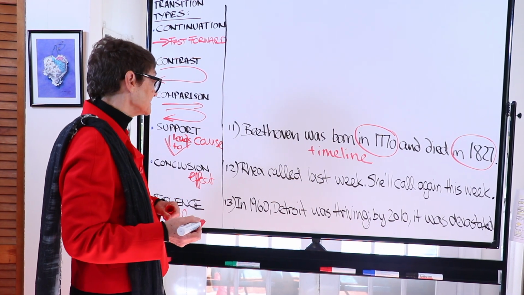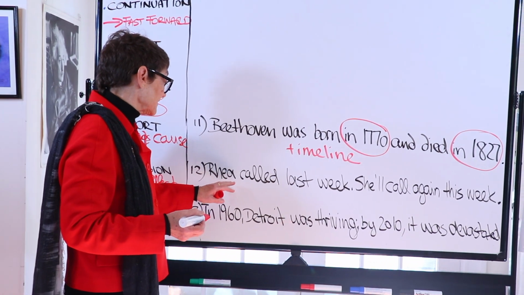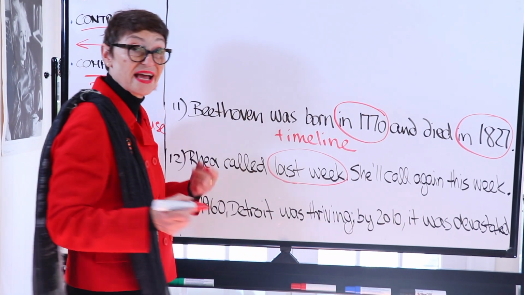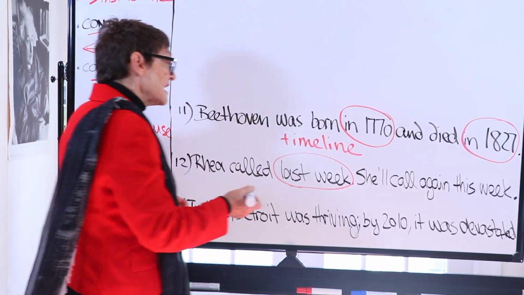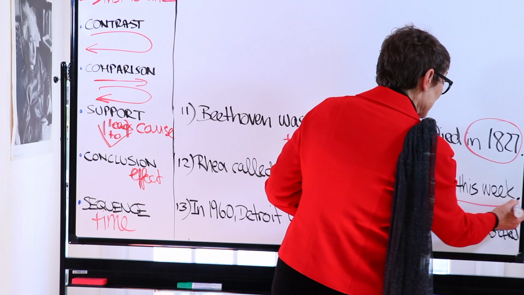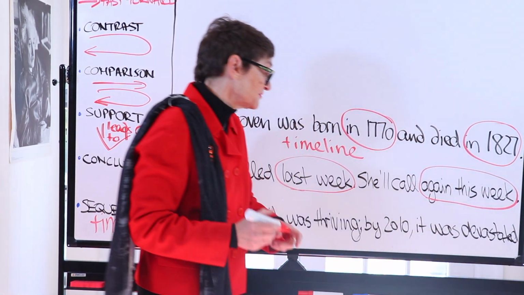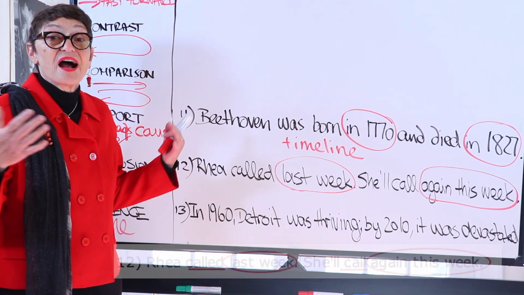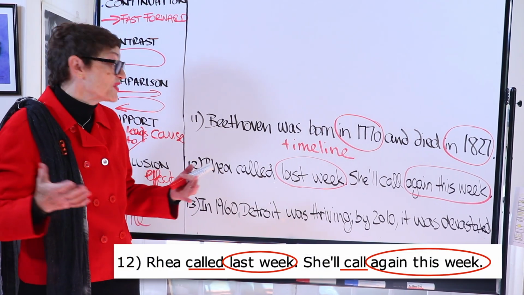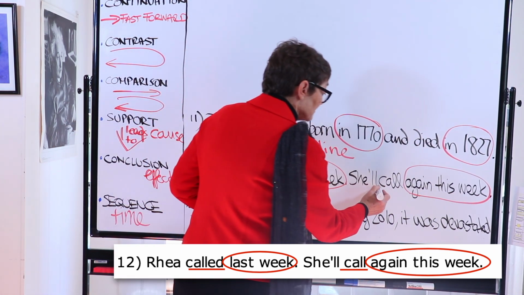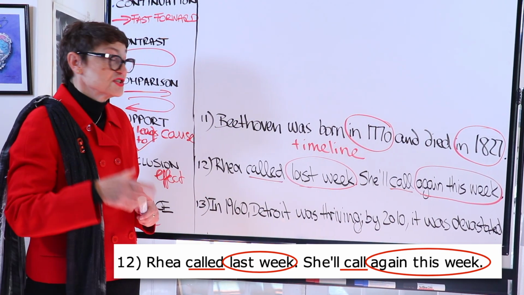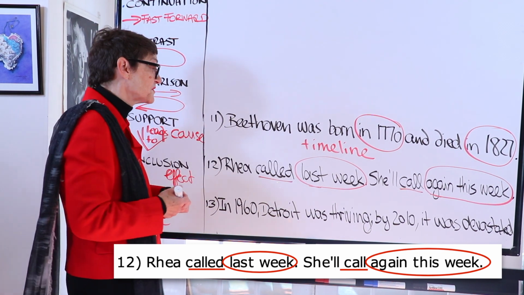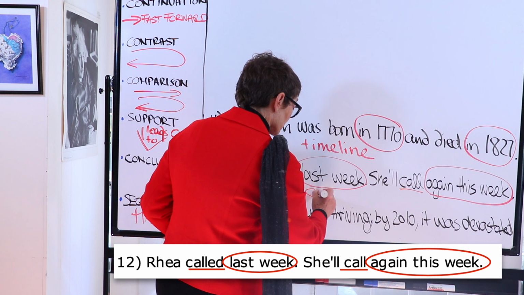So let's look at the second sentence. Number 12. Rhea called last week. So called last week is clearly a time-related transition. And then she'll call again this week. Again in and of itself is a time word, and so is this week. So what's happening here? Can you see it? Continuation. Called and call again. So she'll continue that same pattern. So here we use time words specifically for continuation.